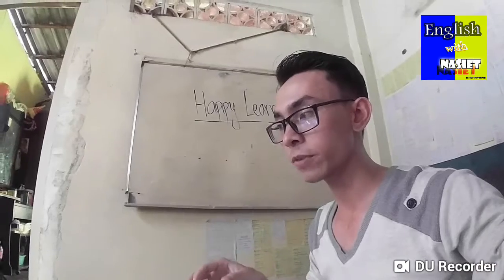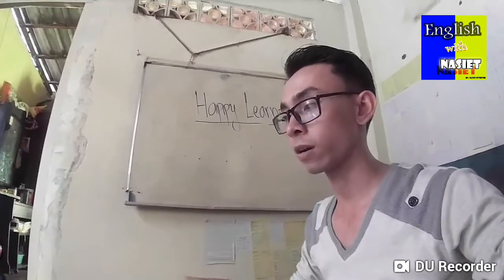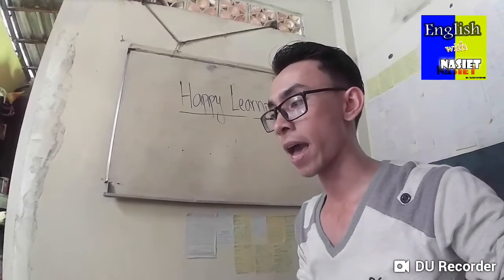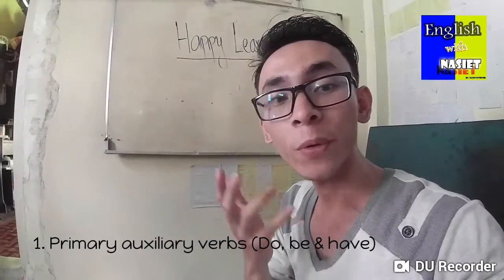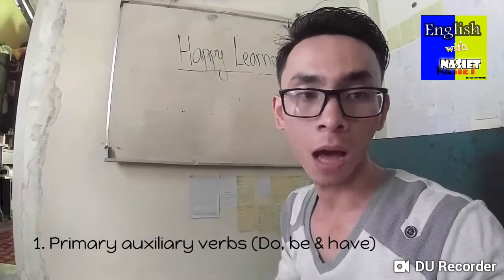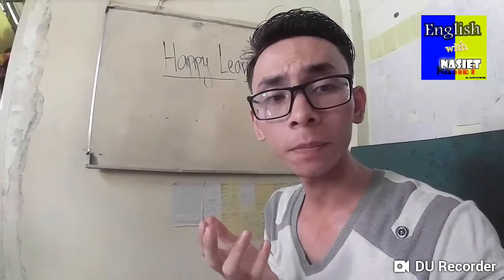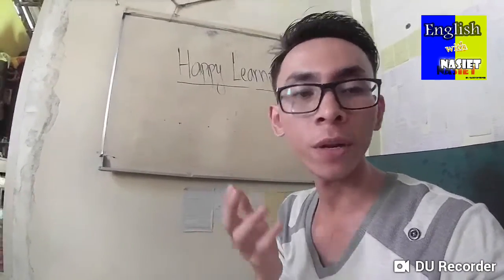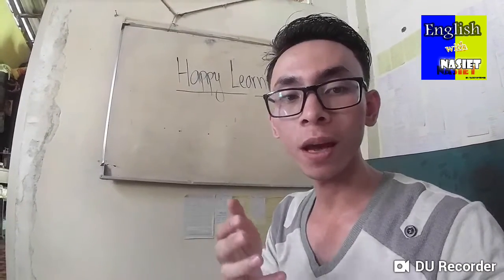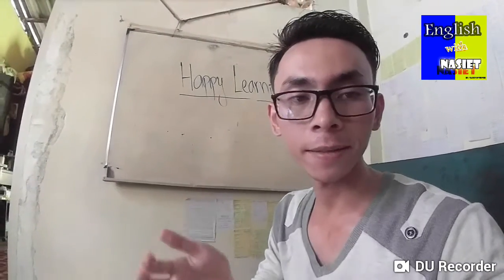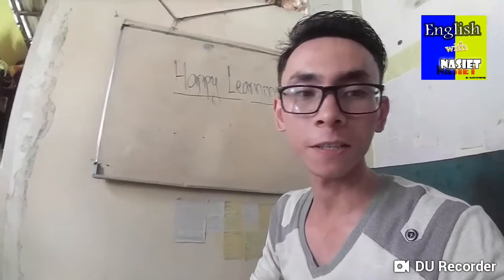For auxiliary verbs, we have two other types. We have primary auxiliary verbs, which refer to do, be, and have, and the other type is what we call modal auxiliary verbs. The primary auxiliary verbs are do, be, and have. So what is special about them? Well, the point is that do, be, and have can function as both auxiliary verbs and ordinary verbs. If you use them in order to express the tenses, the voice, and mood, they are used as auxiliary verbs.